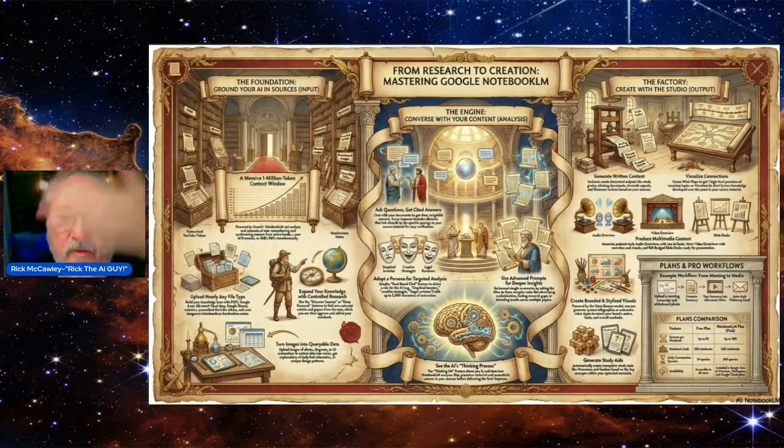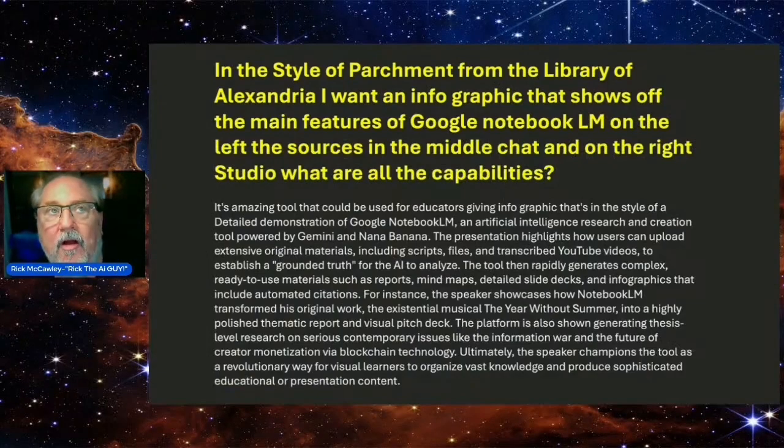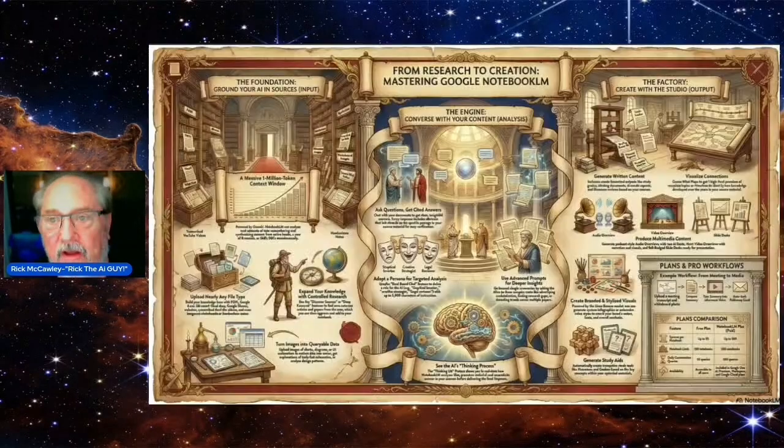So this is the same information that I got from the previous ones you just saw, but by putting in there the style of parchment paper from the Library of Alexandria. There you go. So it's using the style to take the same information. Now, this is too much text. So here's another little tidbit for you.